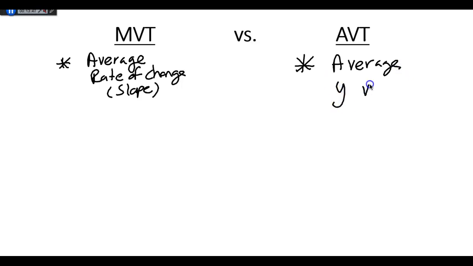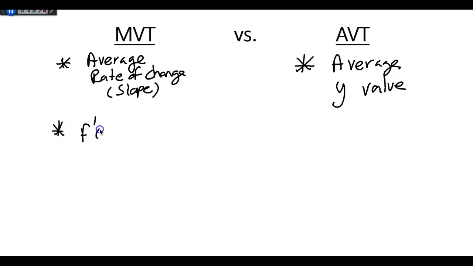The average y value. The average height. So there's one difference and similarity. They're both averages, right? But the average value theorem tells you the average height of your function. The mean value theorem tells you the average slope of your function. Okay, those are different ideas, right? And we've already seen the difference in their formulas, right?